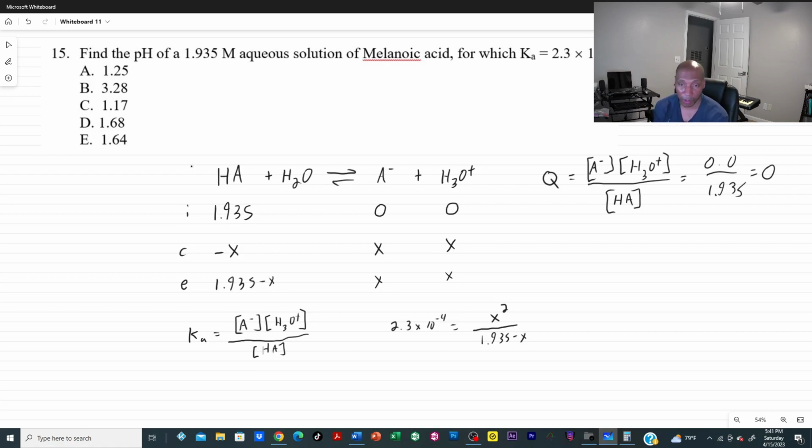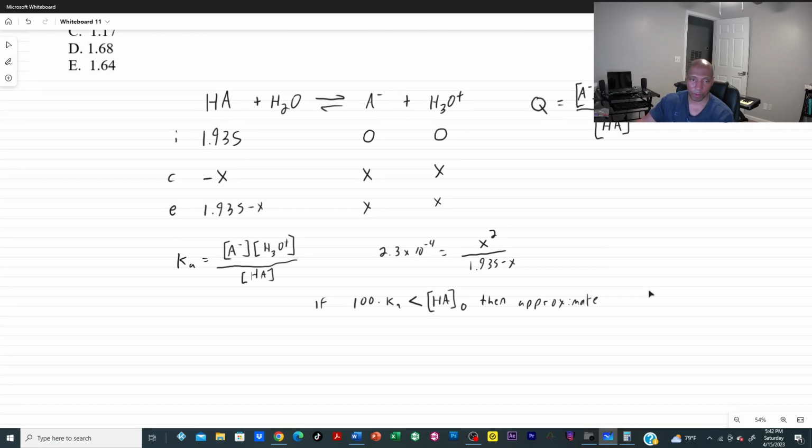But remember the approximation. If 100 times my Ka is less than my initial acid concentration, then I get to take the approximation. So 100 times 2.3 times 10 to the negative 4 is 2.3 times 10 to the negative 2, which is less than 1.935. So that means I get to take the approximation. I'll go ahead and write that out: if 100 times Ka is less than HA initial, then approximate. That of course is indeed the case, so we do get the approximation.